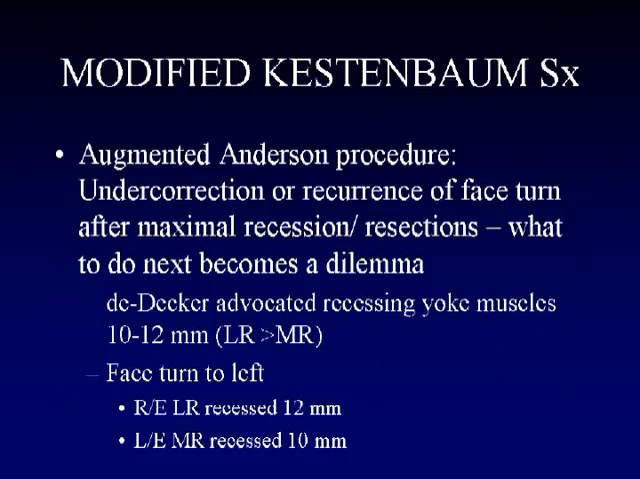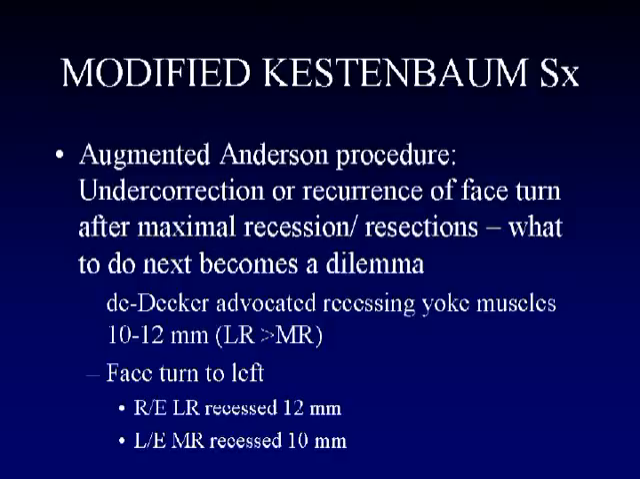The augmented Anderson's procedure was planned where only a large amount of recession is done on the yoke muscles, and the advantage of this is that if you have undercorrection or recurrence of face turn after maximal recessions, you can tackle the other muscles and do resections as required. Or if you have inadvertently operated on a periodic alternating nystagmus, you could recess the other yoke muscles and do an all four recti recession to get the null point back in primary position.